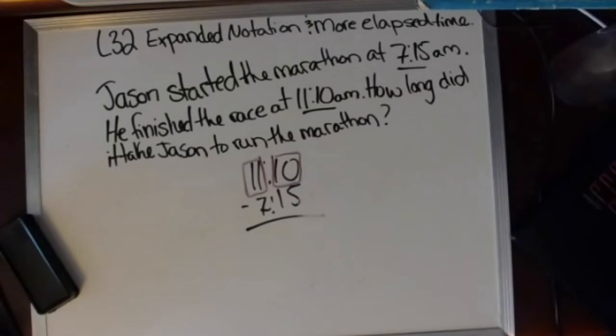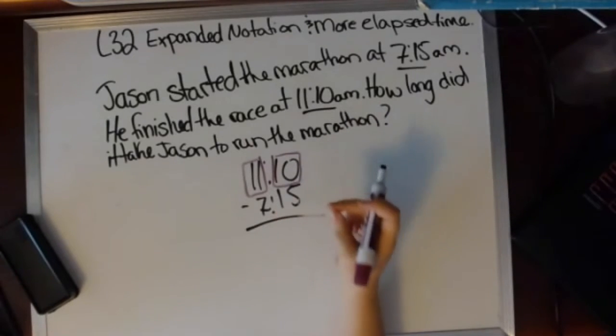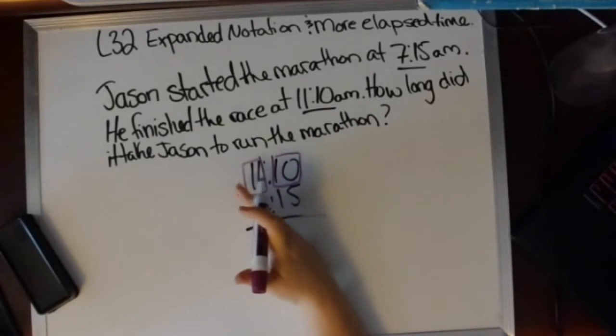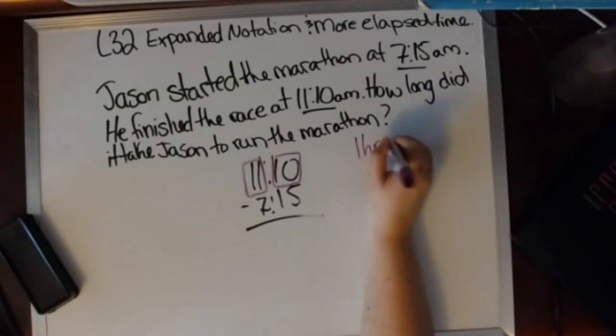So we're going to look at this and say, okay, I'm going to bring over 10 minutes, take away 15 minutes. Well, I can't do that. 15 is bigger than 10. So I need to borrow from hours. Now, here's the second bit. What is 1 hour in minutes?